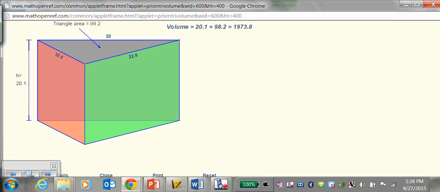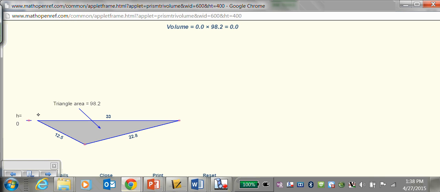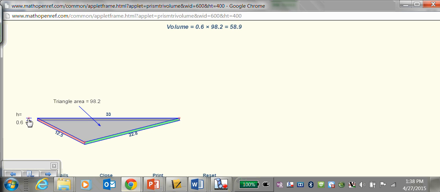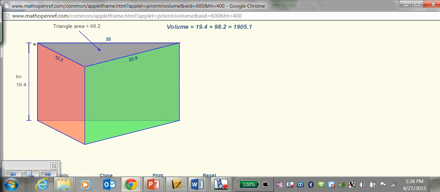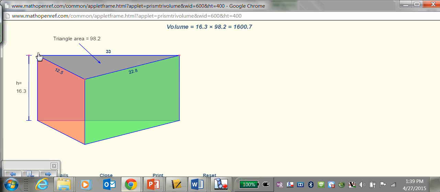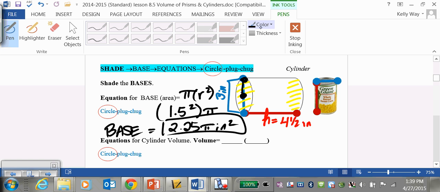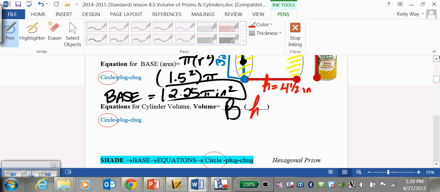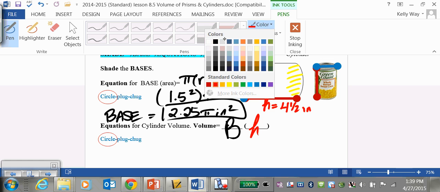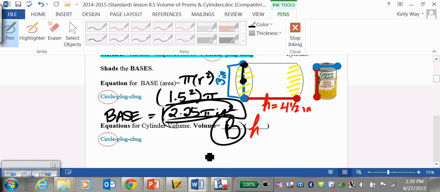Okay, ready? Volume is so easy. You need the area of the base, and then you simply times by the height. Area of the base times the height. So ready? We write capital B for area, times the height H. And now we circle, plug, chug. My base, I already have it. It's 2.25 pi. My height is 4.5.